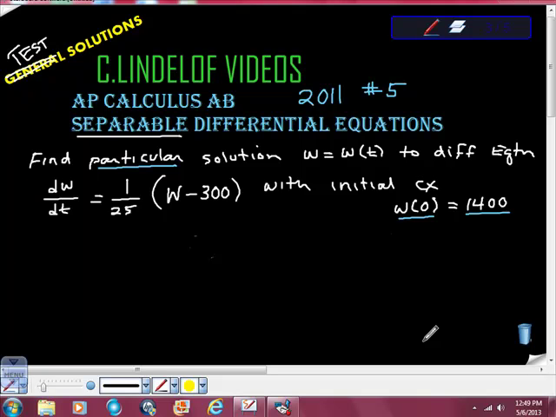AP Calculus AB, C. Lindelof. I'm looking at the AP AB exam from 2011. This is number 5, and this is part C, I think, that somebody asked me about.